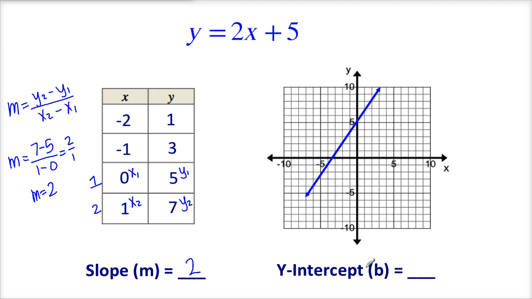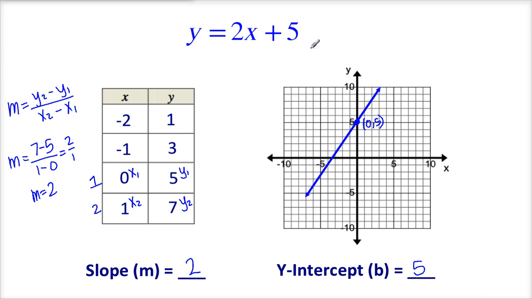Now let's find the y-intercept. This is something new that we're learning, right? So remember, the y-intercept is where my line crosses the y-axis. So follow the y-axis down till I see where it crosses, and it looks like right here. So the y-intercept is the point (0, 5), but we're just going to name the y value. So the y-intercept is 5. Okay, these are things that should be pretty simple for us to figure out. So we found our slope is 2 and the y-intercept is 5.